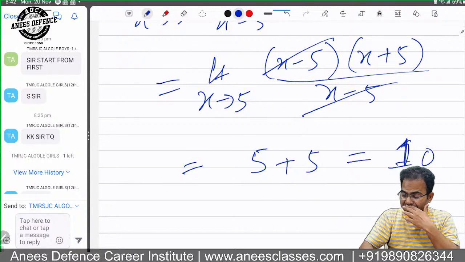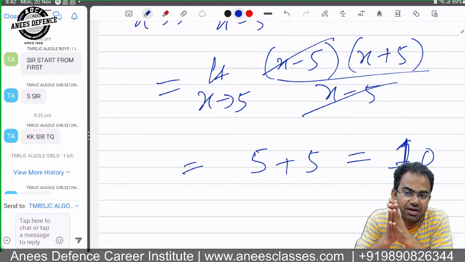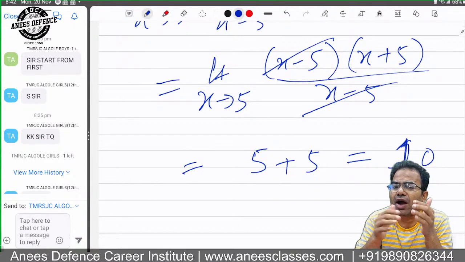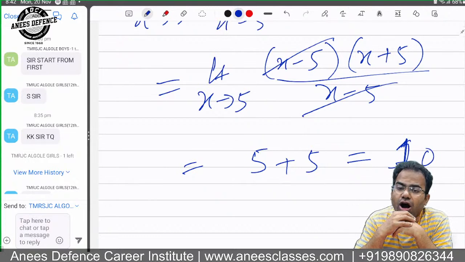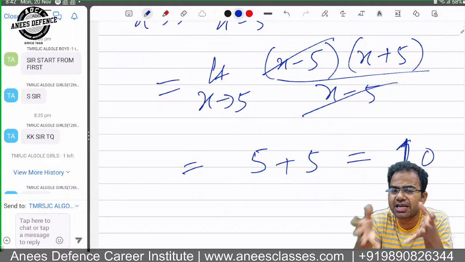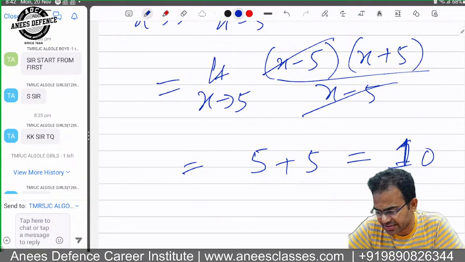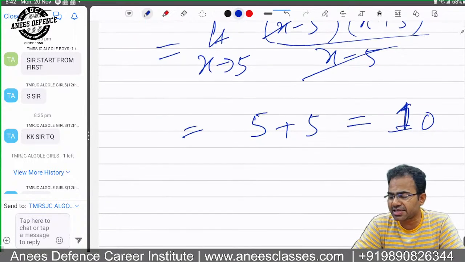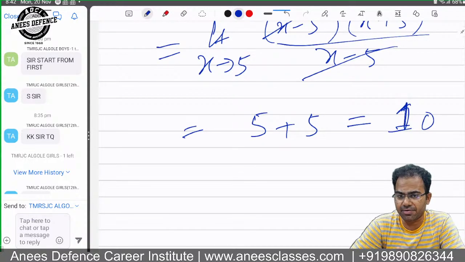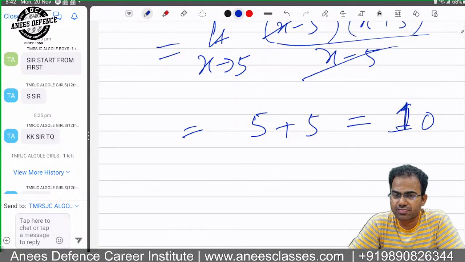In fact, the exact value is not 10. The exact value is 9.99 something or 10.00 something. Both are reaching towards 10. So I will say LHL equals RHL. That means limits exist. Limits exist, so the limit value will be 10. Now I'm saying that if the limit exists, you can directly calculate.